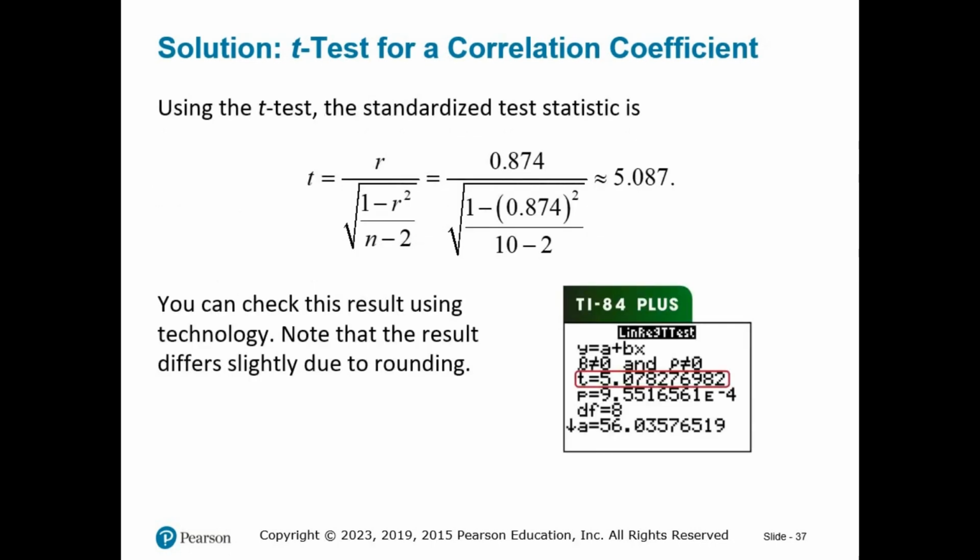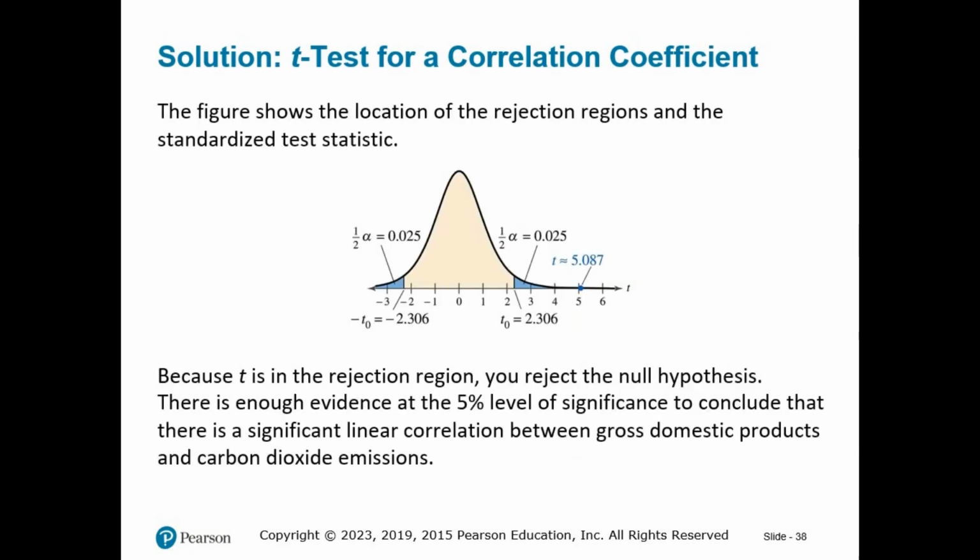Now I compare this value to the critical values of negative 2.306 and positive 2.306. So 5.087 does fall within my upper rejection region. That means that I have the evidence to reject the null hypothesis. That means we favor the alternative, which is that there is enough evidence at the 5% level of significance to conclude that there is a significant linear correlation between gross domestic products and carbon dioxide emissions.